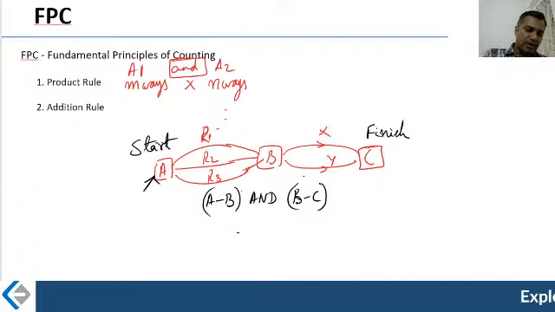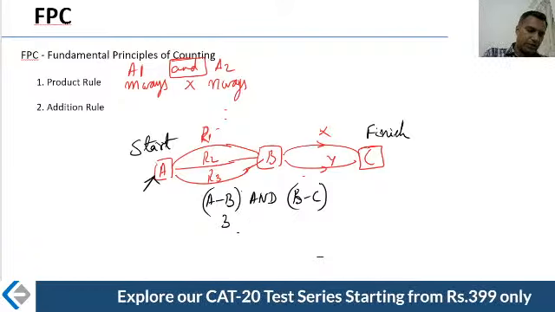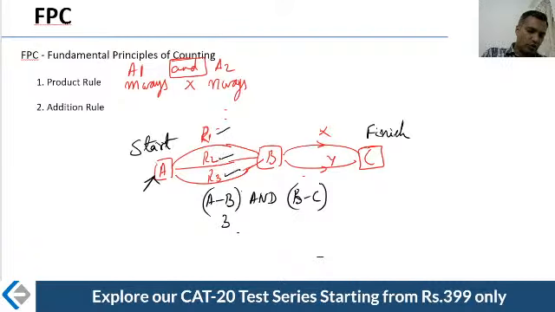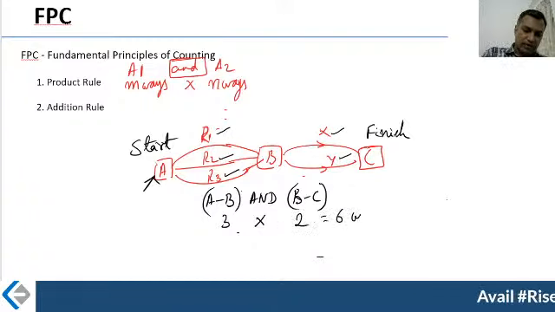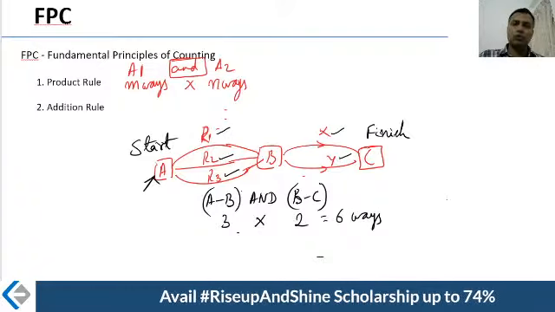A to B can be done in how many ways? 3 ways: road 1 or road 2 or road 3. Good, 3 ways. And means what? Into. How many ways can you go from B to C? 2 roads, X and Y. Therefore, I can do this in 6 ways.